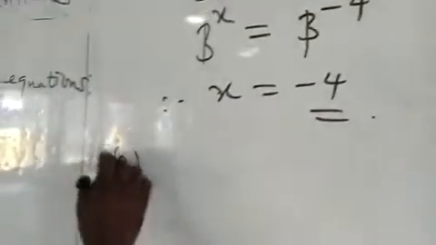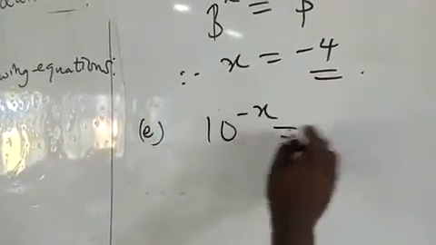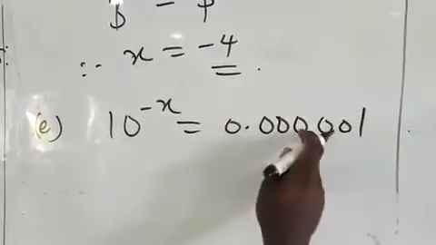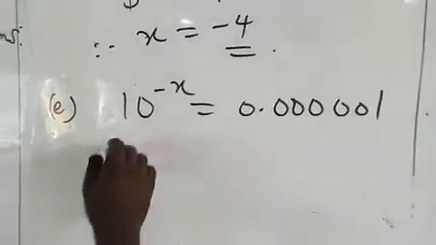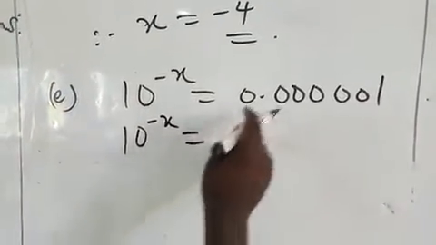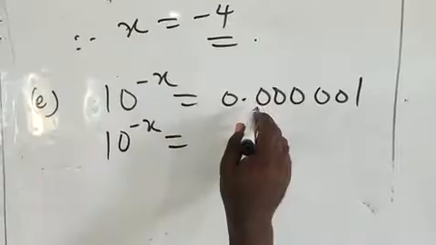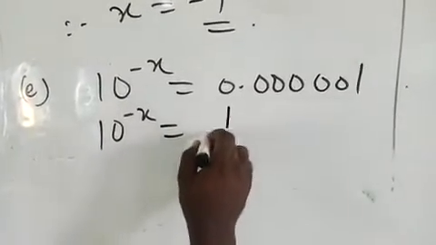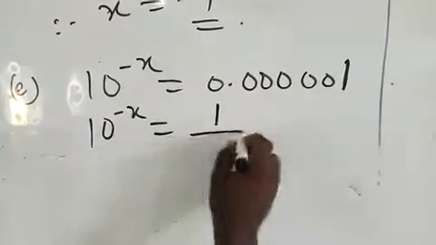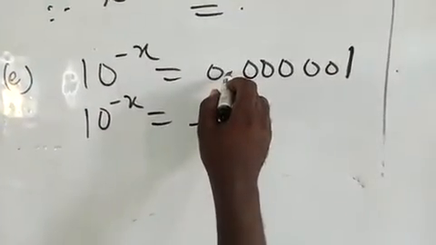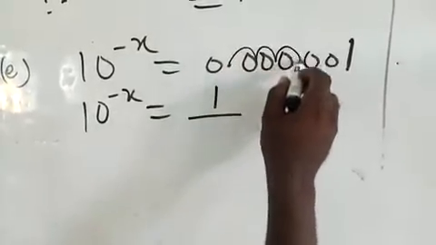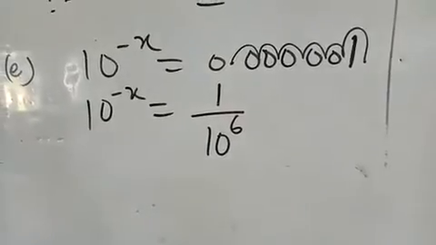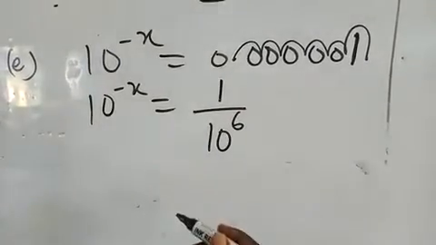Now, last question, we have 10 raised to power minus s equals 0.000001. 1, 2, 3, 4, 5, 6. Of course, this is a decimal number, and you can convert it to a standard form, or you make it a fraction. That is 1 over, let's count the number of tens, 1, 2, 3, 4, 5, 6. That is 10 raised to power 6. Okay, 1 over 10 raised to power 6.